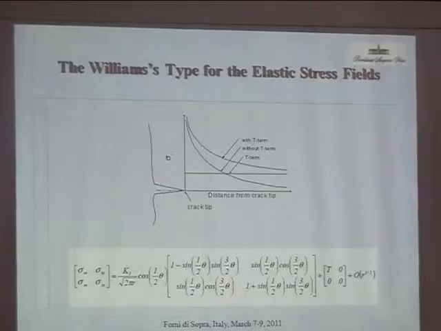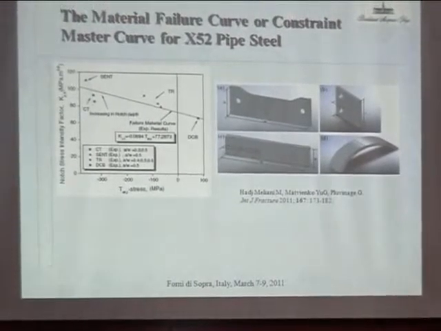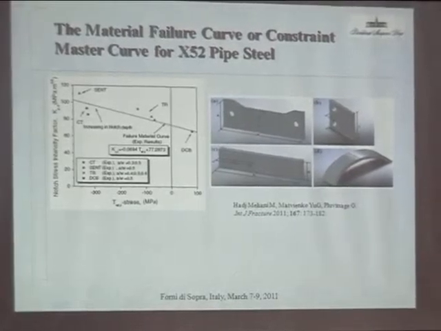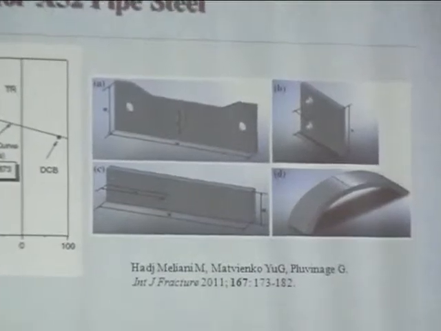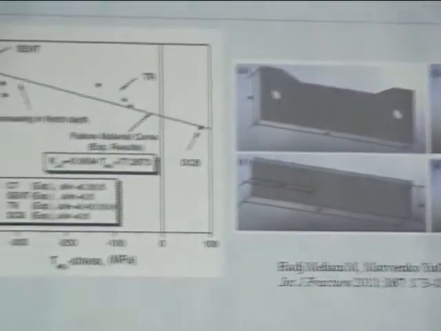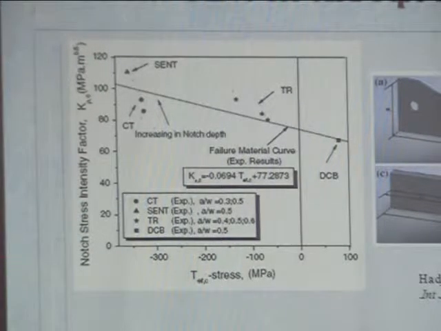If we consider the Williams type of elastic stress field, it should be noted that there are two terms. The first term is a singular term connected with the stress intensity factor, and the second one is a non-singular term. In this case, this value is denoted by T. Just one example of the construction of a master curve, or constraint master curve, for pipe steel.